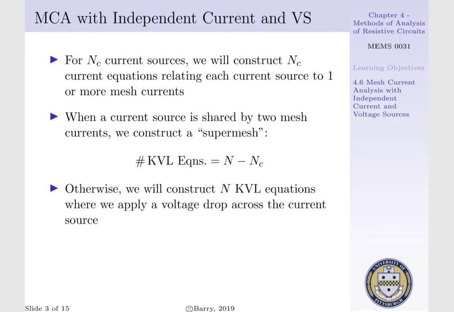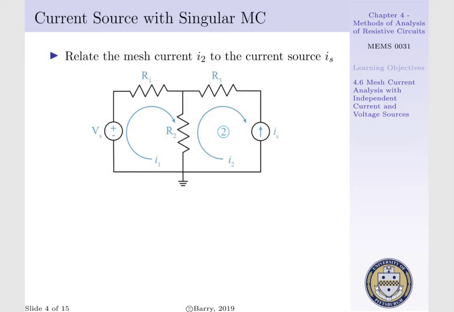If we do not use a supermesh, we will construct N KVL equations and apply a voltage drop across our current source. To begin, let's look at the circuit below. We have a voltage source connected to resistor R1, which is connected to resistors R2 and R3. R2 and R3 are connected to a current source I sub S.